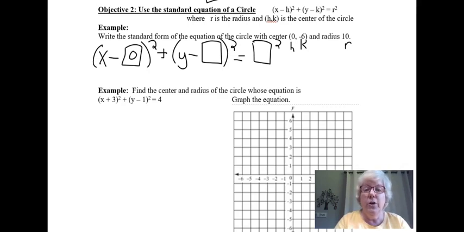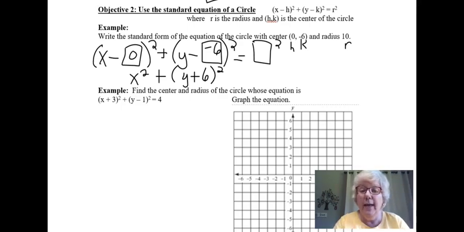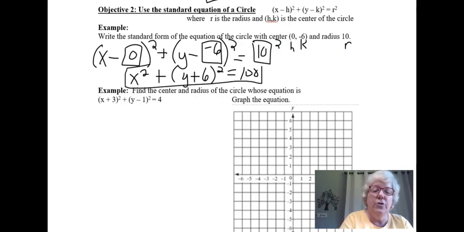Now x minus 0 is just x, so I could call that x squared. Then the k is a negative 6. Notice what's going to happen here when I subtract a negative. That will become positive. So I would write that as y plus 6 squared. You don't need to work that part out any further. Then I have the 10 as my radius, but you would need to simplify that. 10 squared is 10 times 10, which is 100. So the complete and final answer is this entire equation.